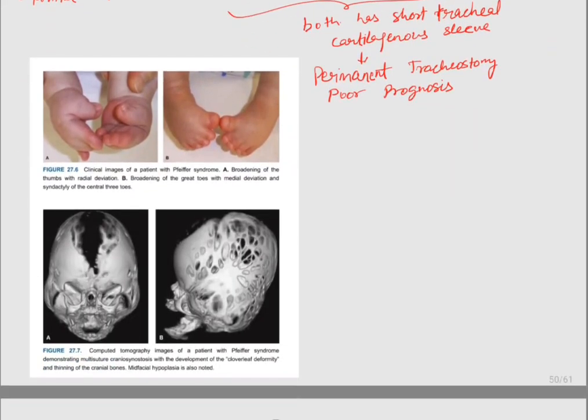Here we can see the clover leaf skull defect in Pfeiffer type 2. There is medial deviation of the thumb in Pfeiffer type 1 syndrome.